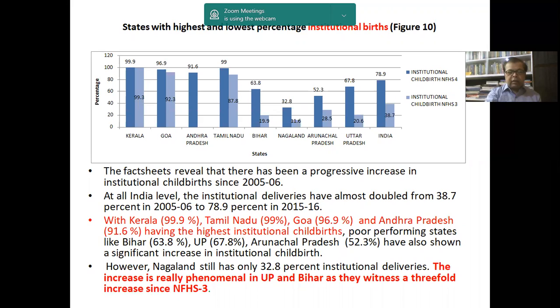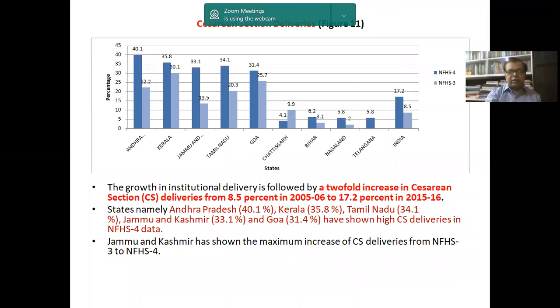We see that in Kerala, Tamil Nadu, Goa, and Andhra Pradesh, there is the highest institutional birth. But in several other states like Bihar, UP, and Arunachal Pradesh, there is still a gap between the target of 100% institutional birth and what is prevailing. So the goal of 100% institutional childbirth has not been achieved till recently in many states.